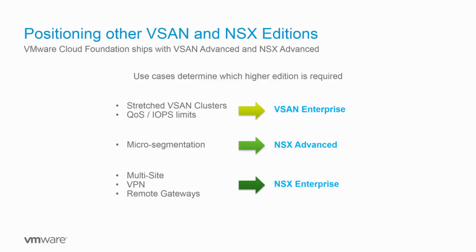Upgrading to NSX Advanced offers the ability to then start using microsegmentation, which is what a lot of our customers are really liking about NSX and the capability that they're looking for. And then upgrading to NSX Enterprise offers multi-site configuration. So if you have multiple sites, you would need NSX Enterprise for that. Also VPN capabilities as well as remote gateways.